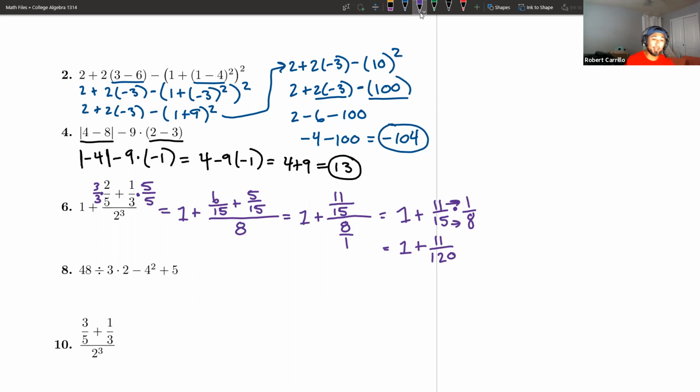So now we have to change 1 into a fraction by putting 1 over 1 and multiply by what's the common denominator here? What's 1 times 120? 120. There you go. So you multiply it by 120 over 120. And we end up with 120 over 120 plus 11 over 120. Now we can add those fractions together. And my goodness, it's 131 over 120.